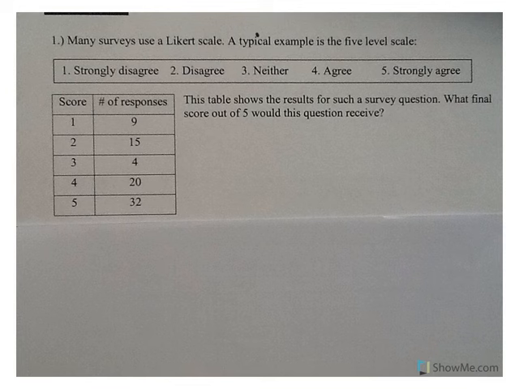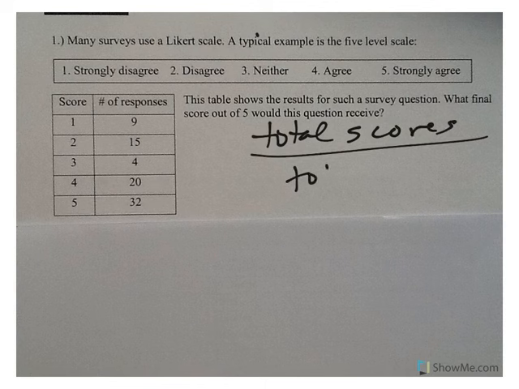So we want to find, overall, what's the total score. So we want the total scores over the total number of respondents. If you think about this, 9 people gave a score of 1. That's a total of 9. 2 times 15 gave us a 30 total. 3 times 4 is 12. 4 times 20 is 80. And 5 times 32 is 160.